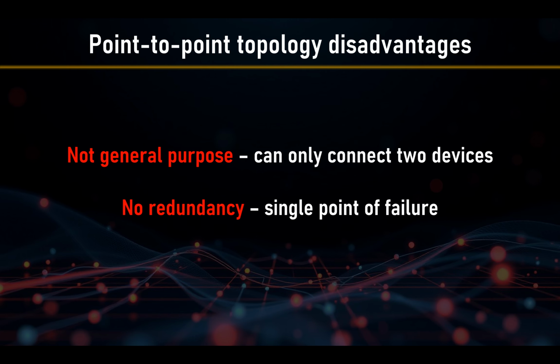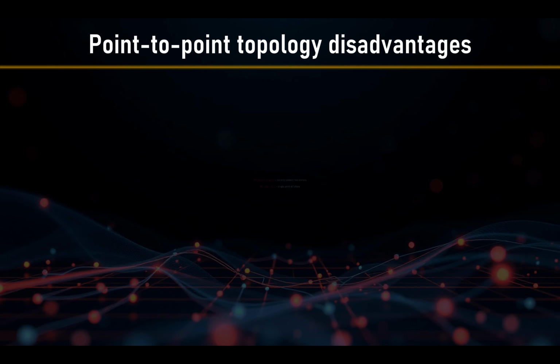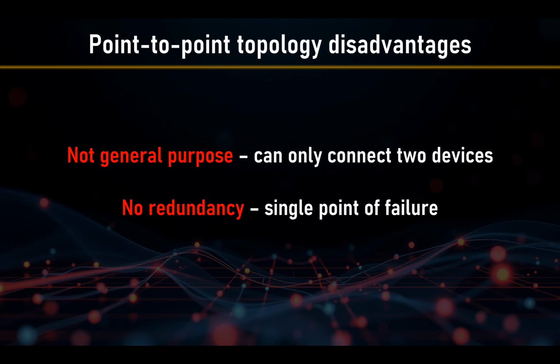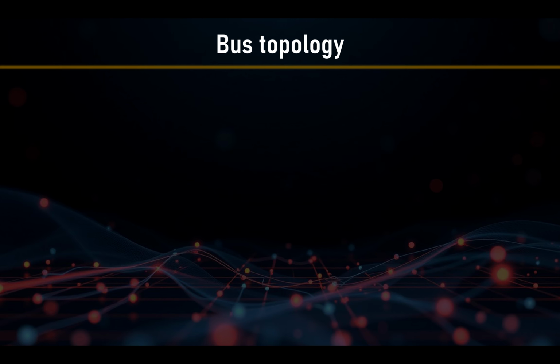If this dedicated connection is working, then it's extremely reliable. However, we also have a single point of failure: if this central connection stops working, then we have no redundancy. Although if that central connection does stop working, it's going to be obvious what the problem is, and we should be able to just get a new wire and hopefully it should start working again. It's also expensive because you need a dedicated connection between the devices.